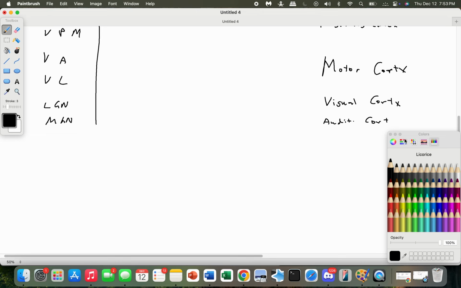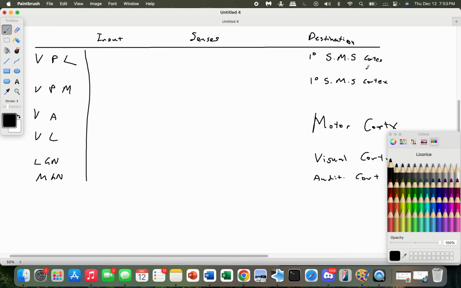Okay, great. That is the destination of all the nuclei. So let's talk about the senses and the input. And again, it makes more sense if you go from destination backwards into input. So we're talking about the senses for the VPL. So this is going to be vibration, pain, pressure, proprioception, light touch, and temperature.